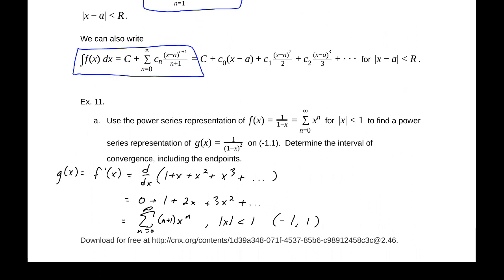So if x is -1, then that makes our series n plus 1 times -1 to the n. Okay, now that is going to diverge, because it's an alternating series where this is not decreasing, so that diverges.